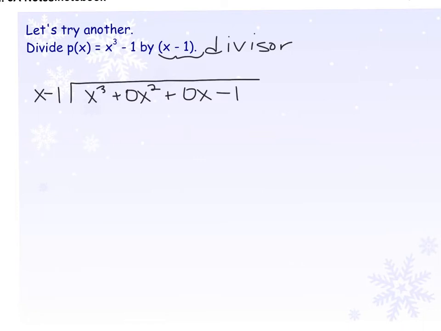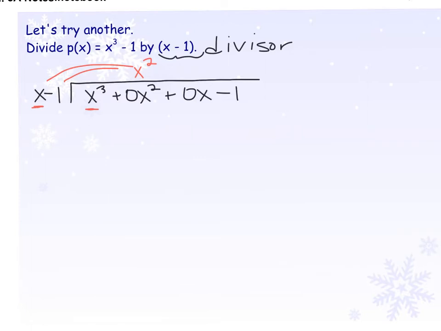So division is like synthetic substitution. All terms must be present. And now that we know that process, let's go ahead and start the division. Take the term on the outside, x, and then the first term on the inside, x cubed. Kind of like before, we'll multiply that by x squared and distribute it to both terms.